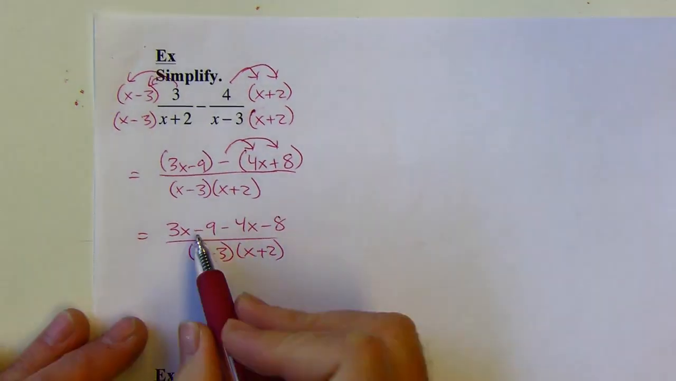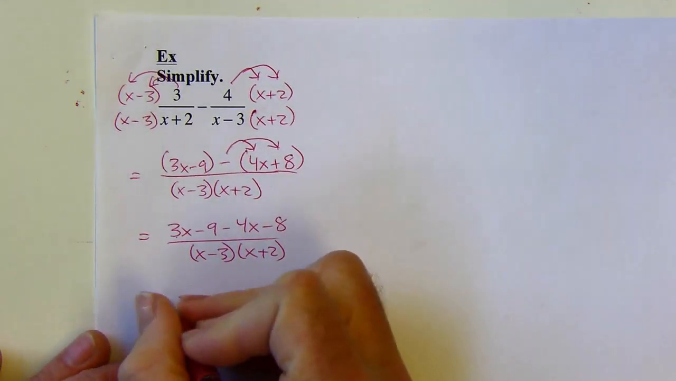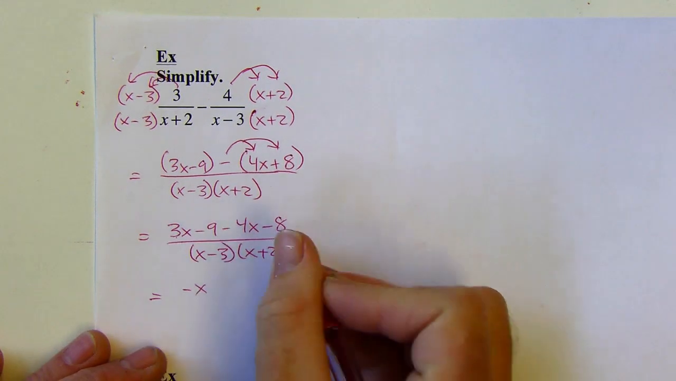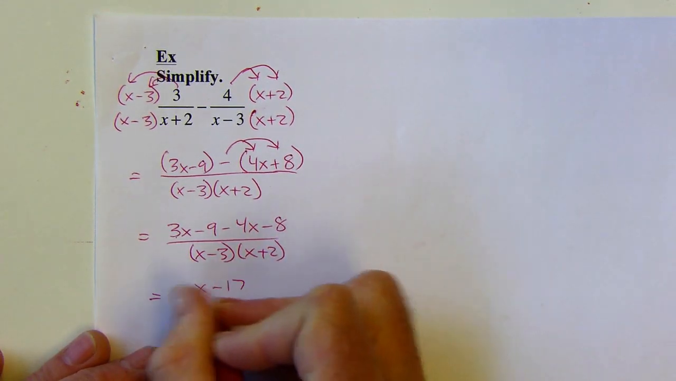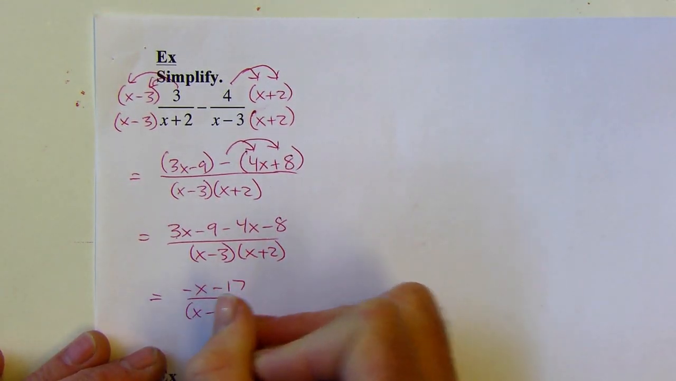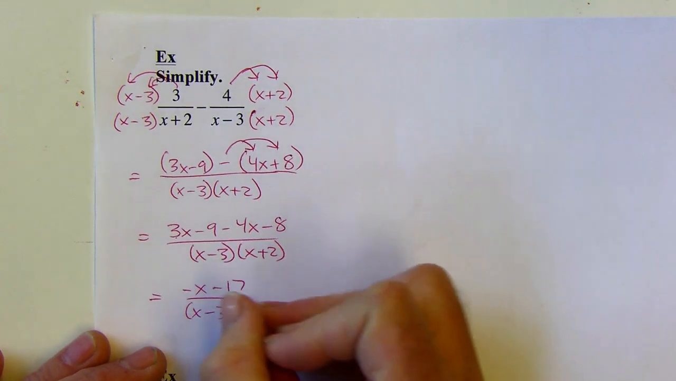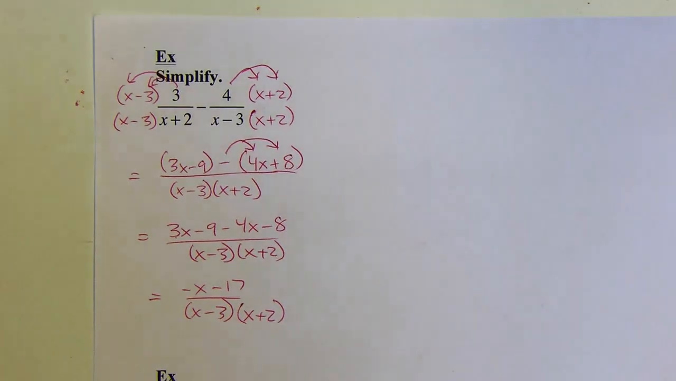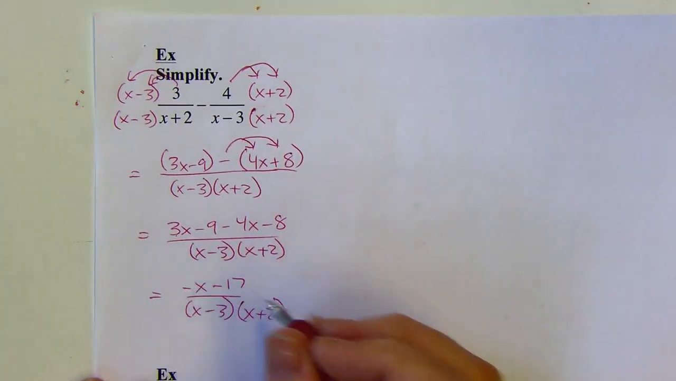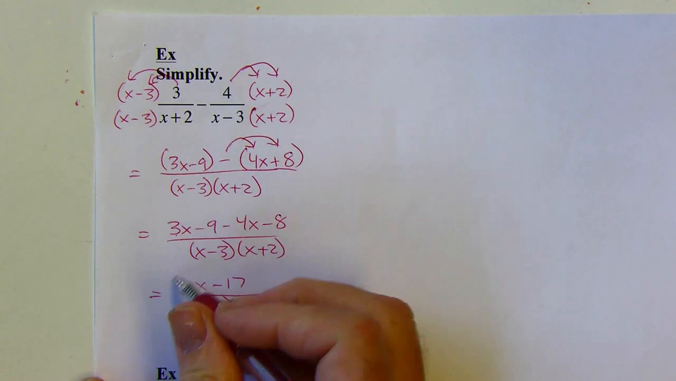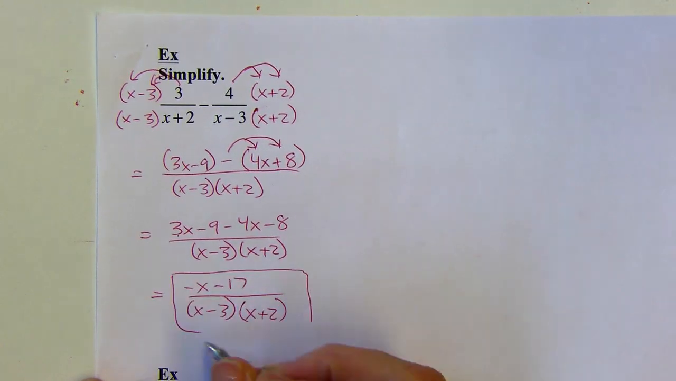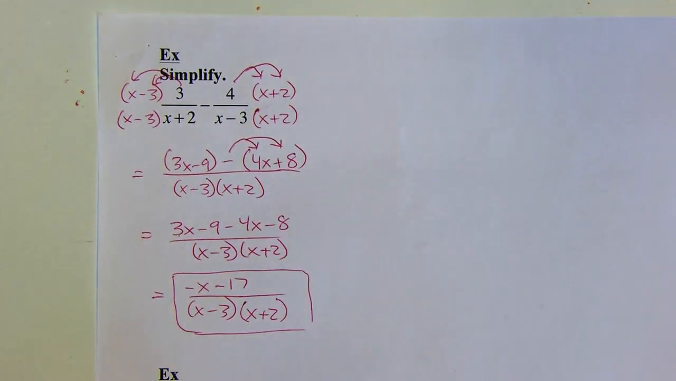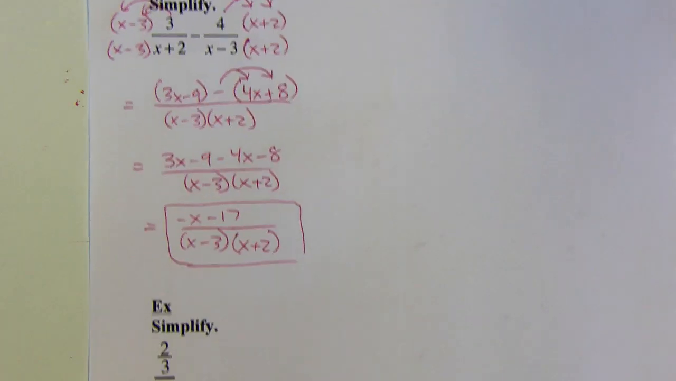And then let's clean up the numerator. 3x minus 4x is -x. -9 minus 8 would be -17. Okay, and there's no more factoring I could do. I suppose you could factor out a negative if you like in the numerator, but it's not going to lead you anywhere. You could multiply the denominator back together, but just make sure you've checked for any factoring. Okay. All right, so next up we've got some complex fractions.